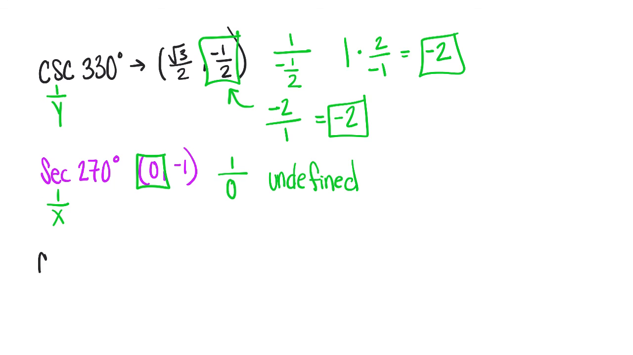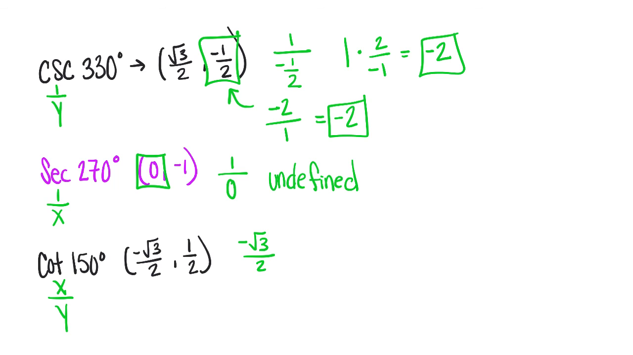Lastly, we'll take a look at the cotangent of 150 degrees. 150 degrees goes back into quadrant 2. Its coordinates are negative square root of 3 over 2 and positive 1/2. Cotangent takes on the relationship of your x coordinate divided by your y coordinate. So when I write this fraction out, I'm going to take negative square root of 3 over 2 as my x value, and I'm going to divide that by my y value.